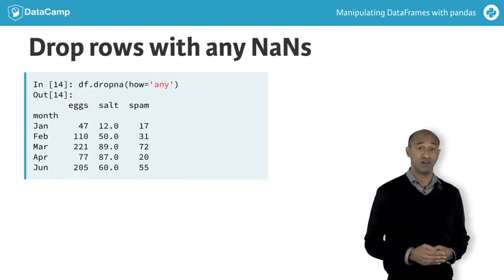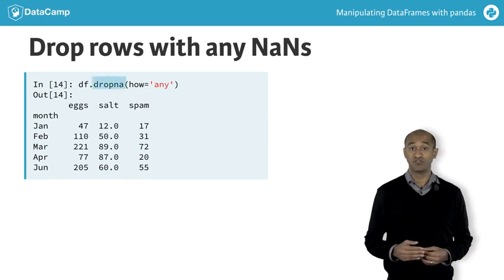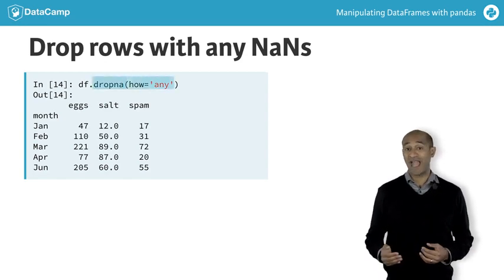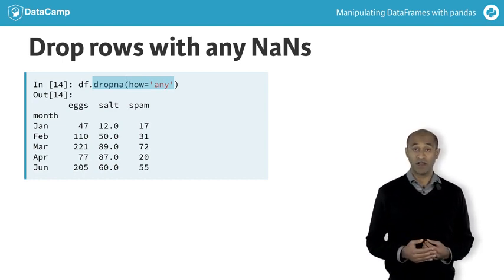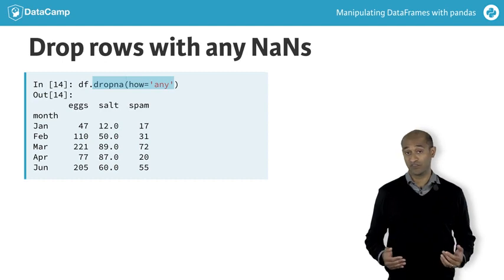We can also remove rows with missing data using dropna. Using how equals any, the row May is dropped from df because it does have a NaN entry. By contrast, how equals all would keep this row.